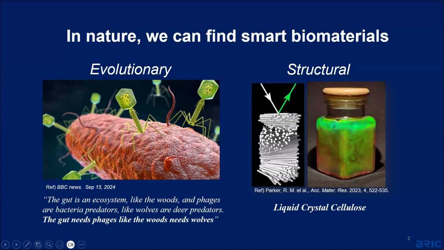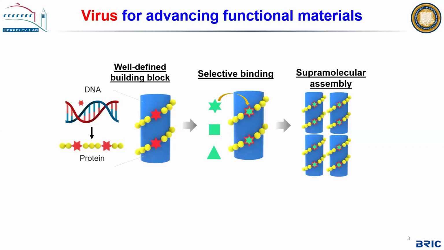For example, cellulose nanocrystals are produced as a crystal and then assembled in a certain manner that it can induce these optical responses on a much bigger scale. So as engineers and scientists, our role is to find the pathway to use these smart biomaterials for functional material applications. We are using virus.